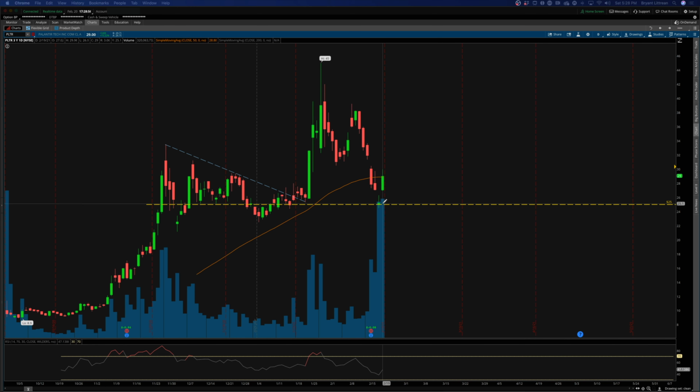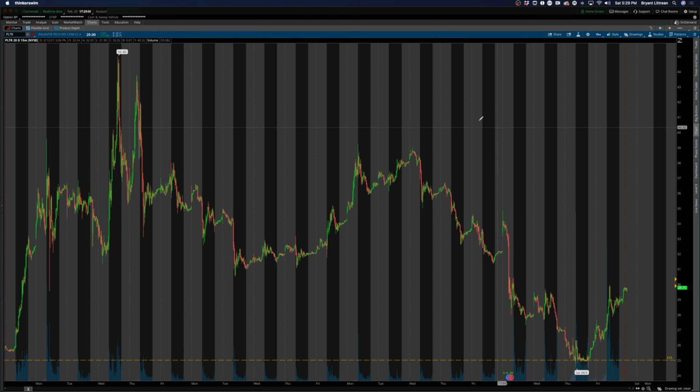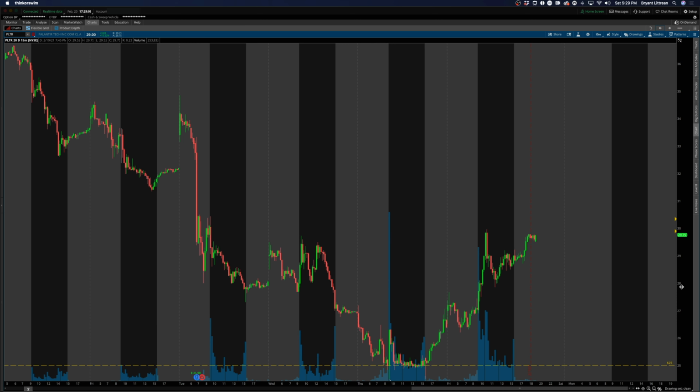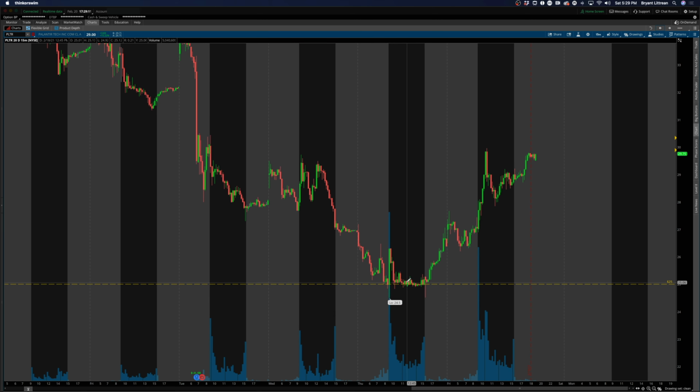So what did I do on Thursday? Let's go to our intraday time frame. And here we have our 15-minute time frame. Here it is holding at 25 in a 15-minute time frame. So what did I do on Thursday? As I mentioned earlier in the video, I decided to open what's known as a credit spread.